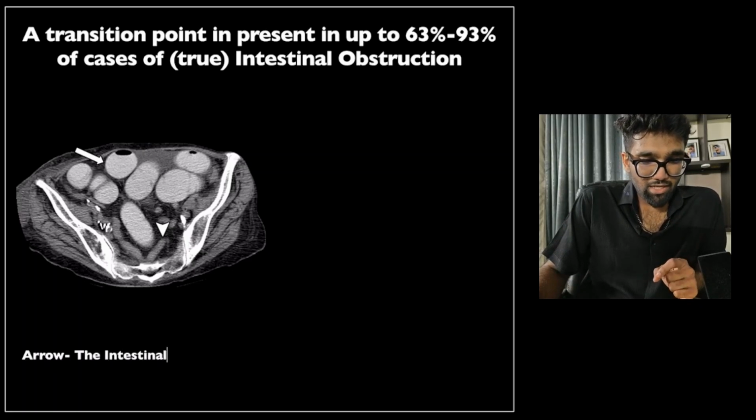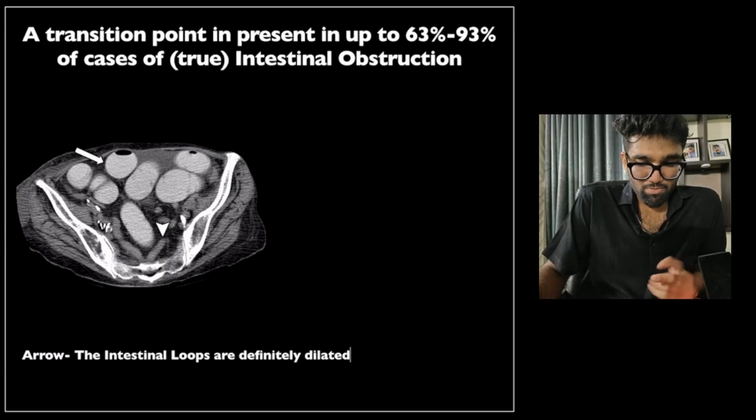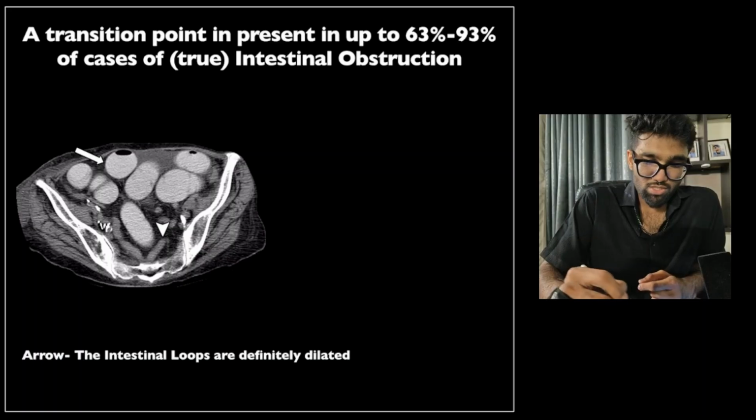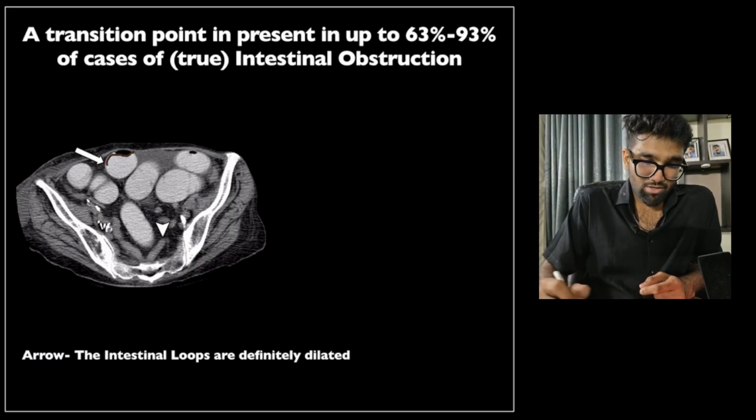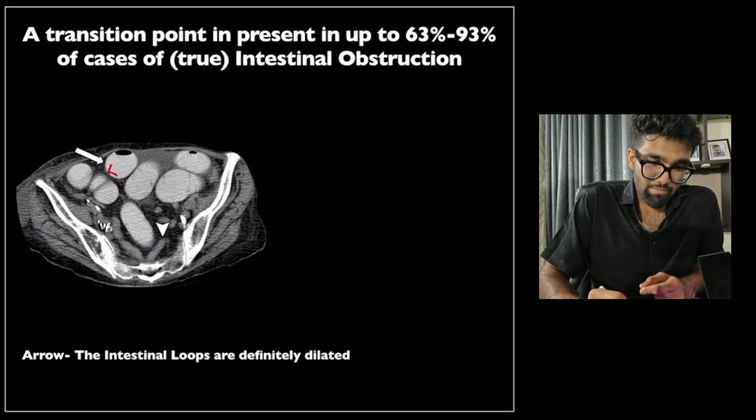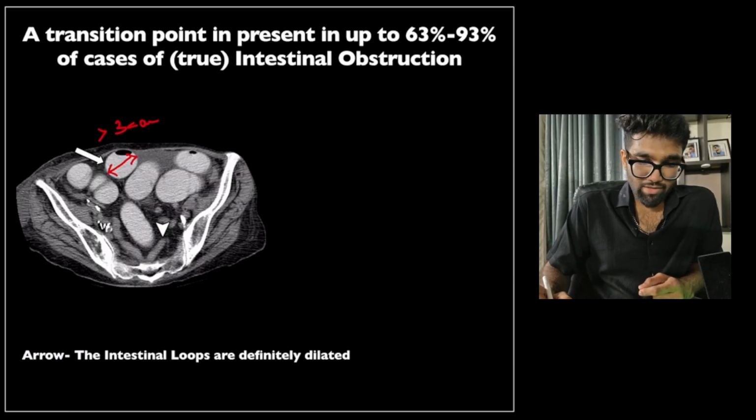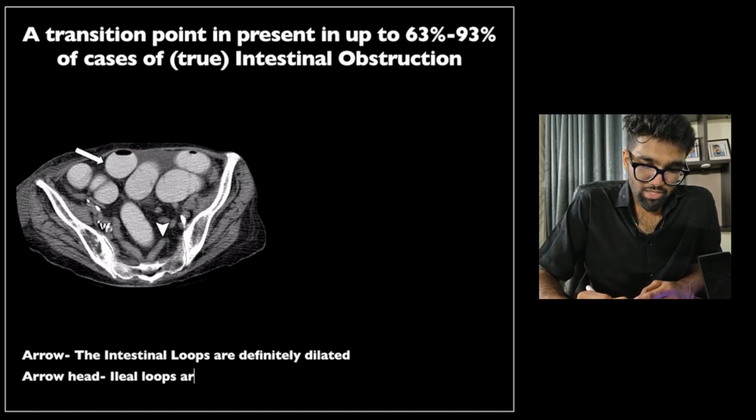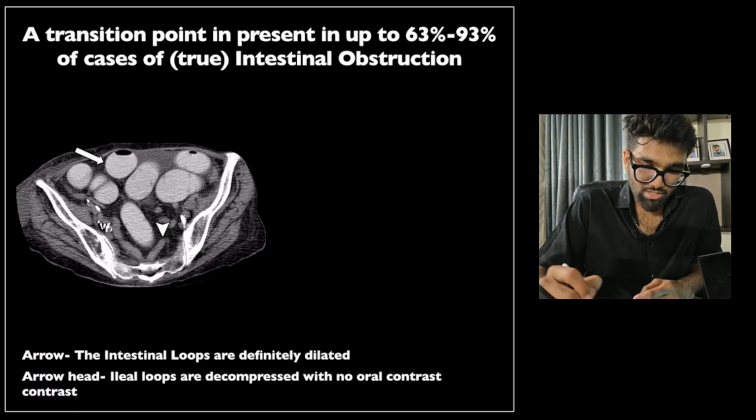So in this particular cross-sectional image, the arrows point towards the dilated loops of intestine. Why do I say that it's dilated? Because it's full of fluid, and the diameter is more than 3 centimeters. Okay, so that is why it is a dilated loop. Now again, the arrowhead points towards loops that are not dilated. As you can see here, the loops here are not dilated.